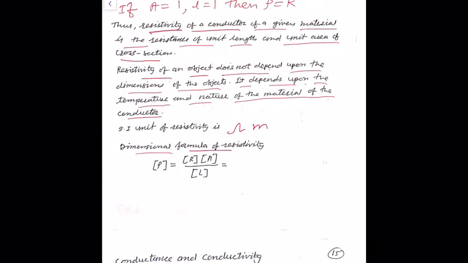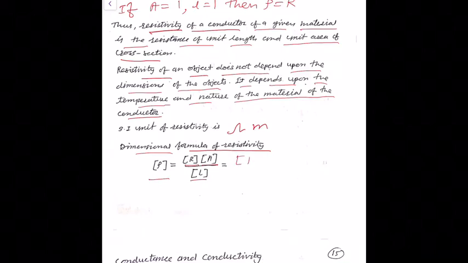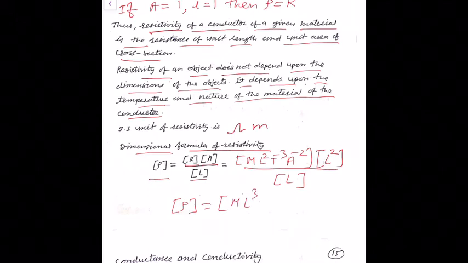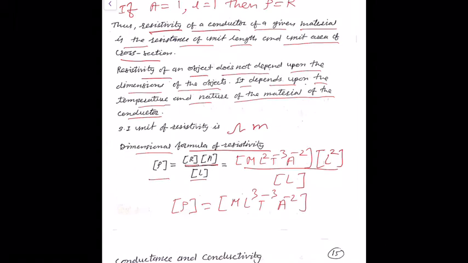Dimensional formula of resistivity: rho is equal to R into A upon L, or rho is equal to M1 L2 T minus 3 A minus 2 into L2 upon L, or rho is equal to M1 L3 T minus 3 A minus 2.